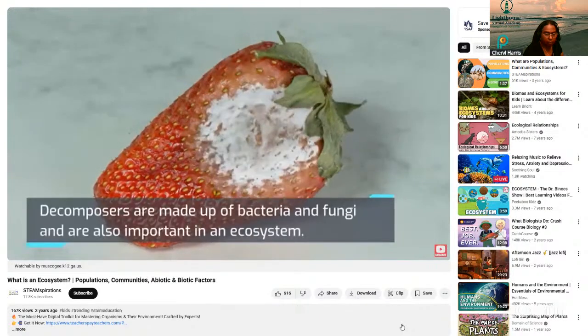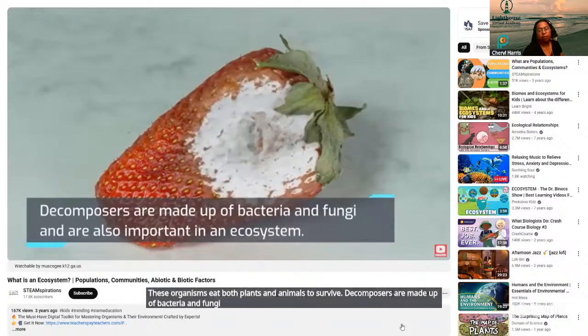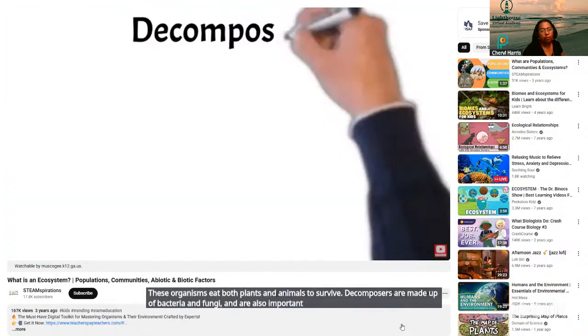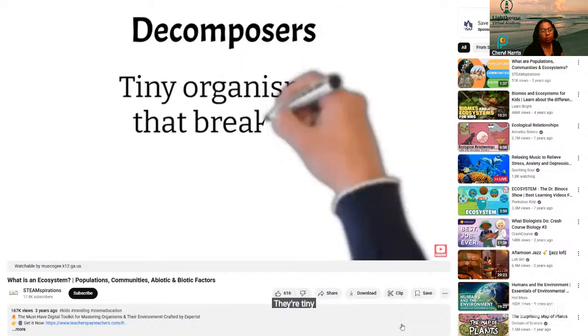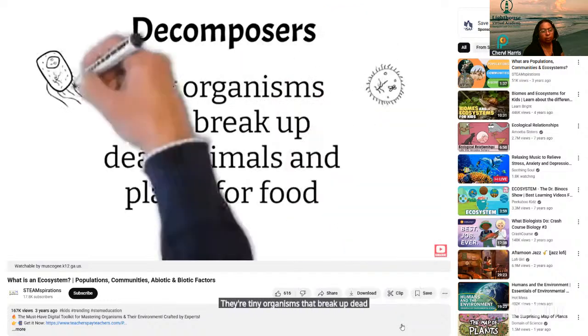Decomposers are made up of bacteria and fungi and are also important in an ecosystem. They're tiny organisms that break up dead animals and plants for food.